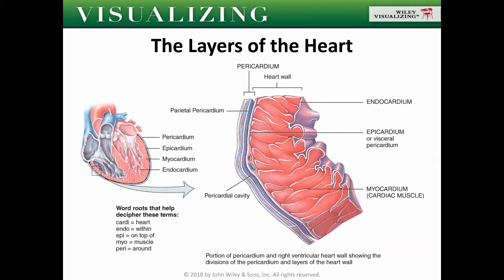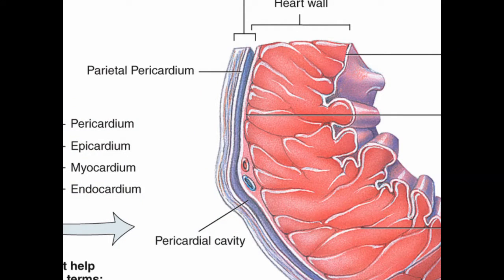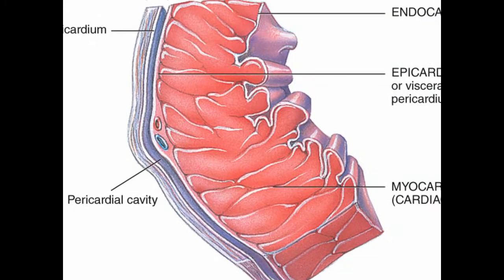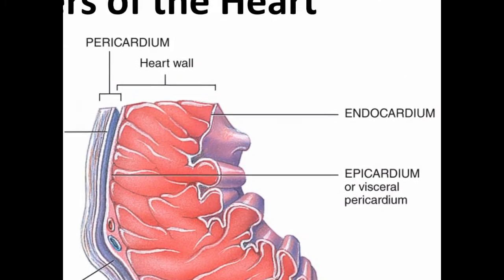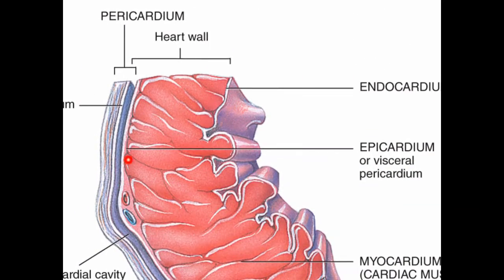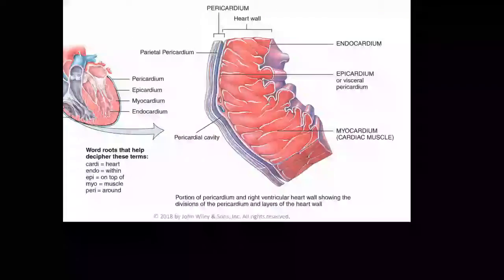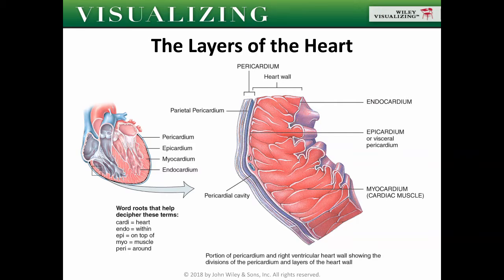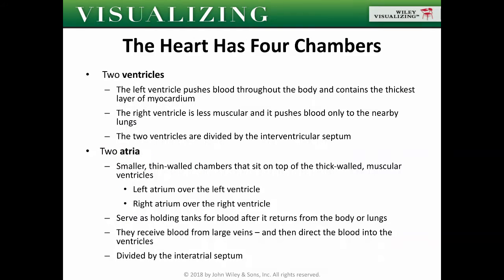Looking at the layers of the heart, this is your pericardium. Basically, the heart is surrounded by the pericardium, and you have your pericardial cavity where the lubricating fluid is, and then you have the epicardium, and then this is your myocardium. The endocardium and epicardium are both thin layers, so we have the thicker myocardium layer. Basically, that's the heart tissue, the layers of your heart.